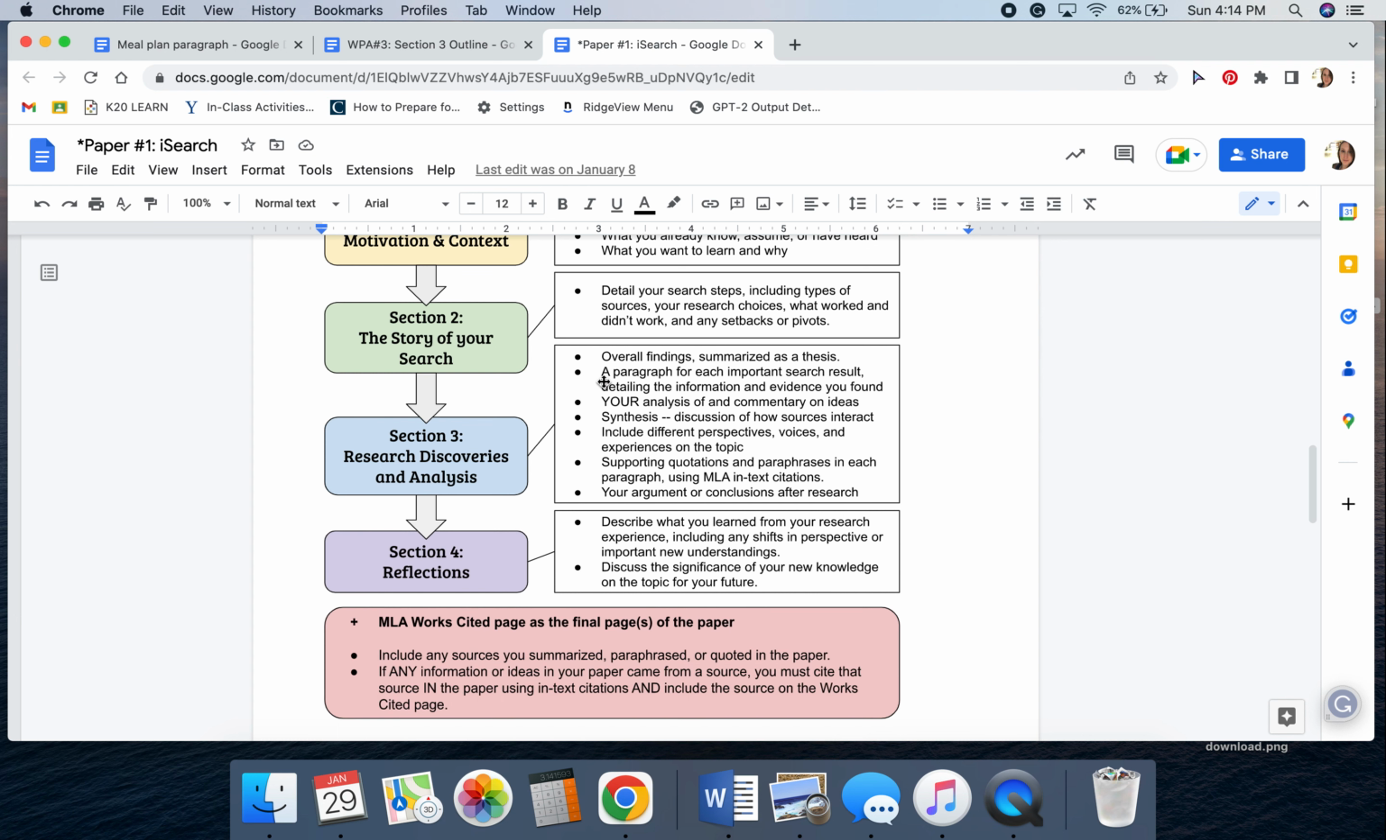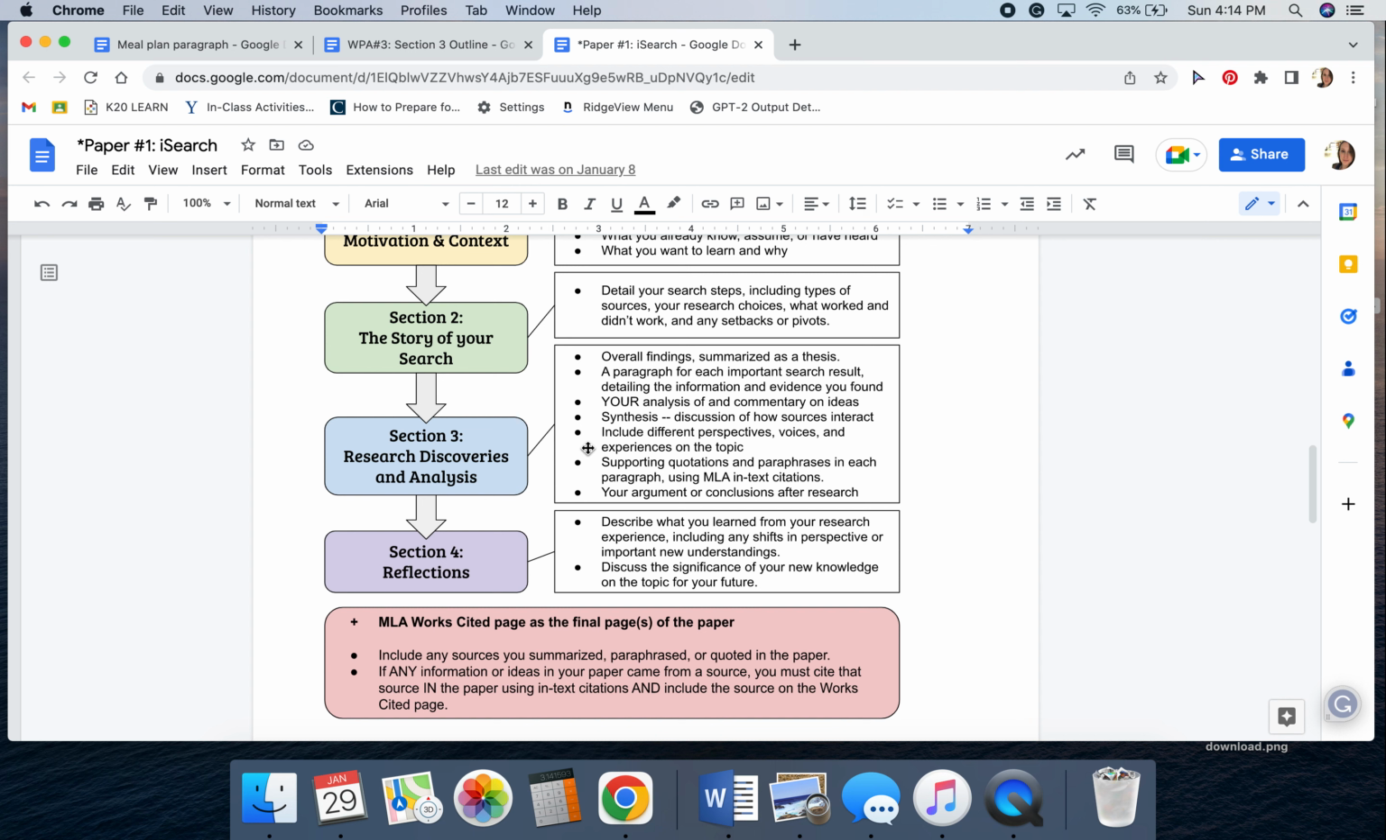But section 3 here is really the most formal part of this paper, and it's the part that's going to sound most like a research paper that you may already be familiar with. So you will have a short introduction to this section where you summarize your overall findings. You will have a thesis statement, and we'll talk about what that will look like as you advance through the stages of your paper. And then a paragraph for each important search result.